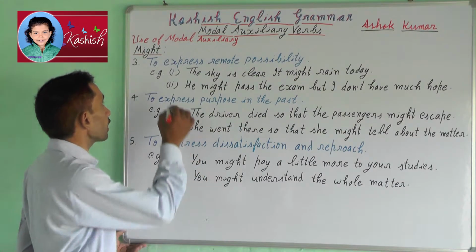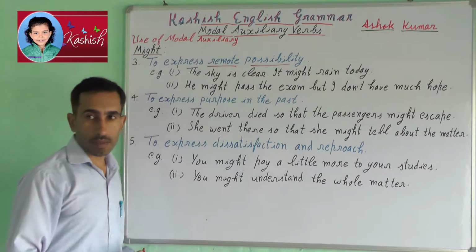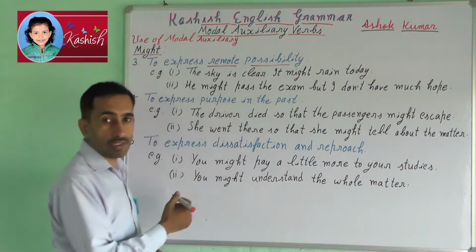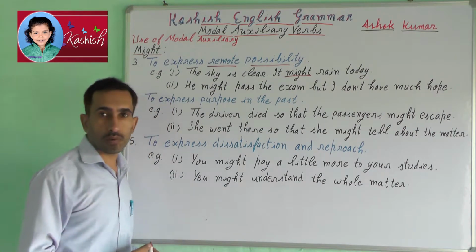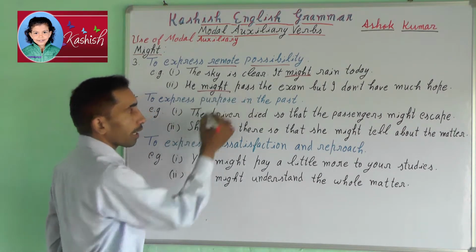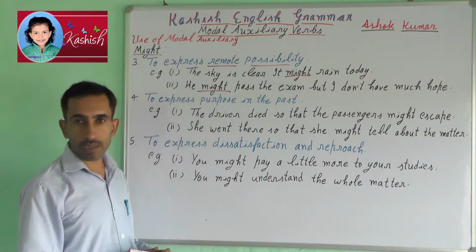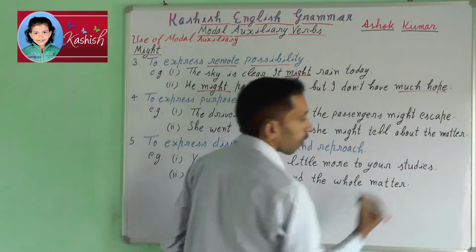Third, to express remote possibility. For example, the sky is clear. It might rain today. Next, he might pass the exam, but I don't have much hope.